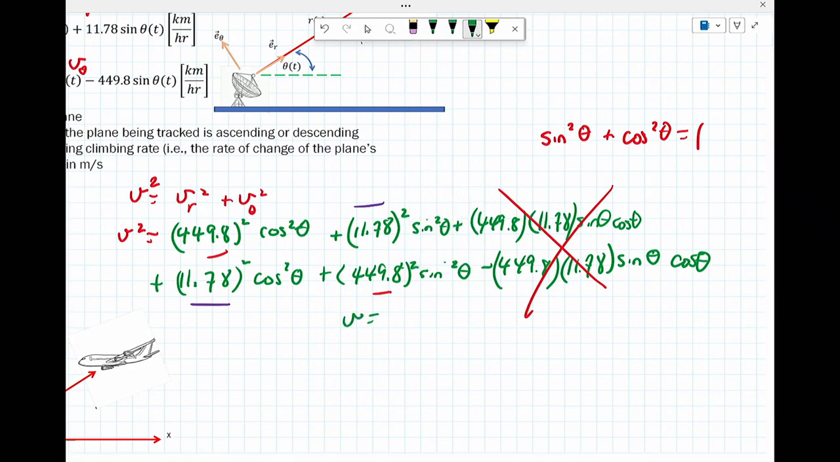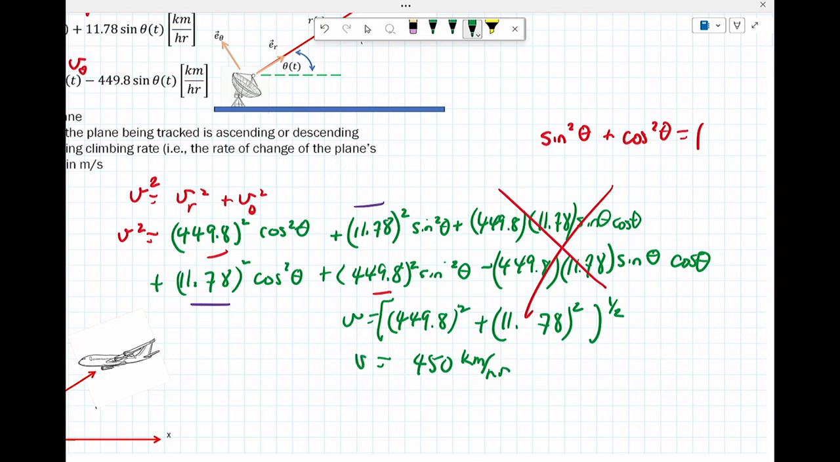So V is equal to 449.8 squared plus 11.78 squared, and all to the 1/2, and you end up with 450 kilometers per hour. So that's my first part of the problem.